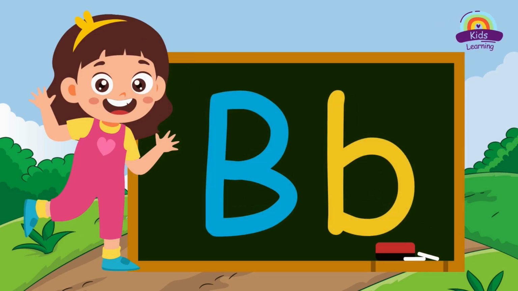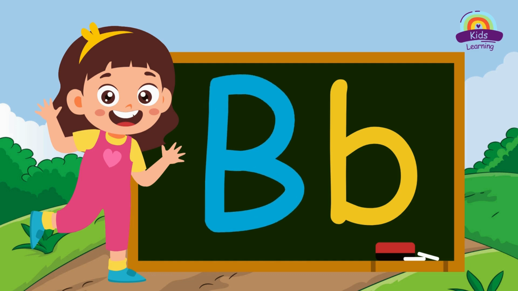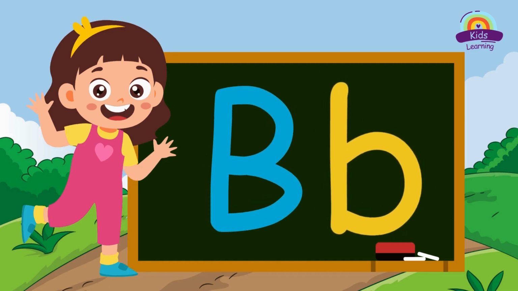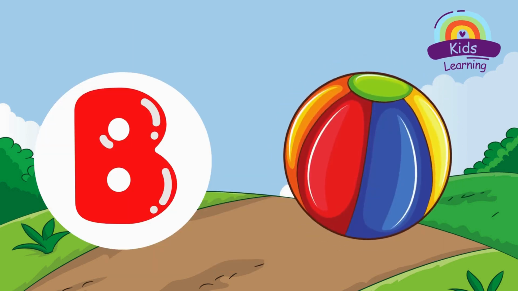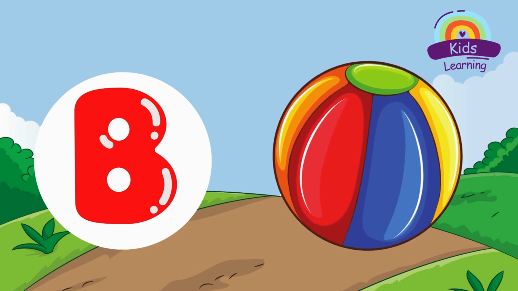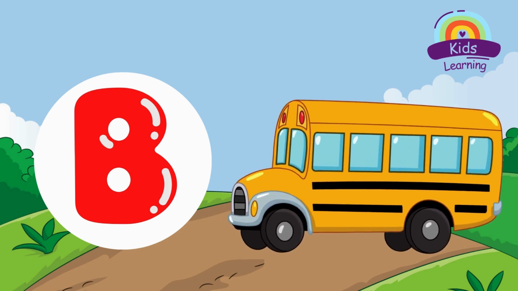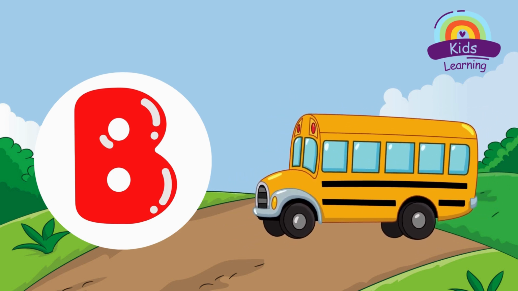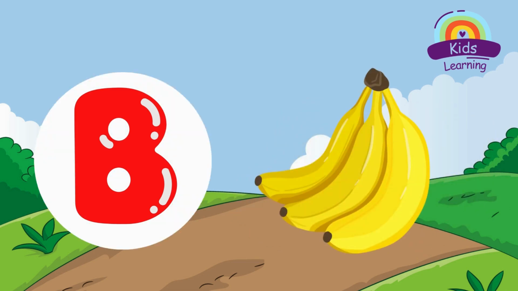B. It's a capital B and it's a small b. B for ball. Ball. B for bus. Bus. B for banana. Banana.